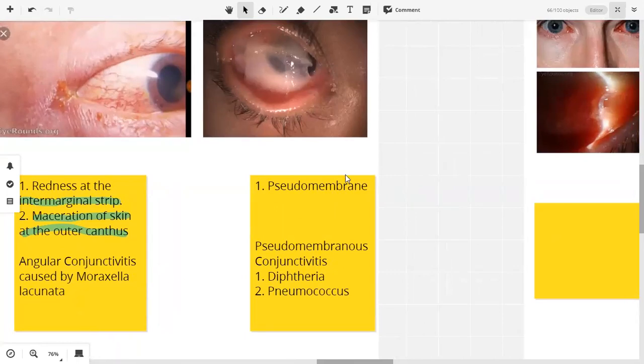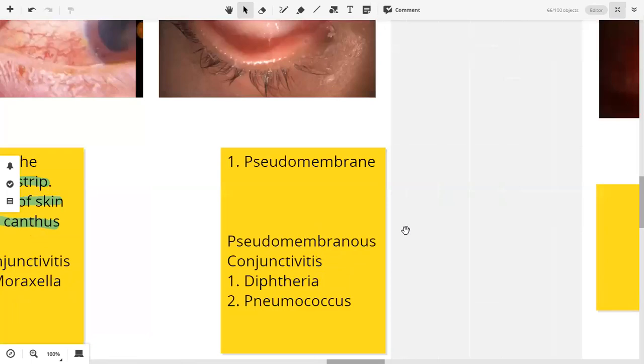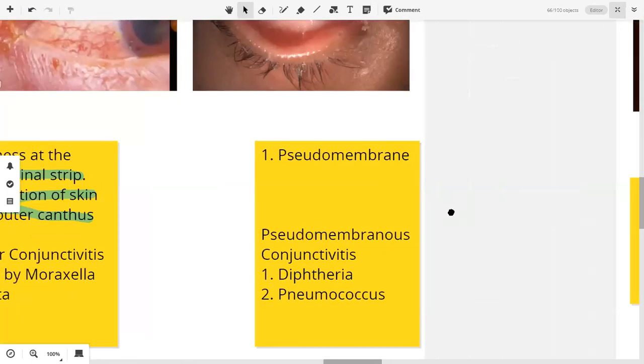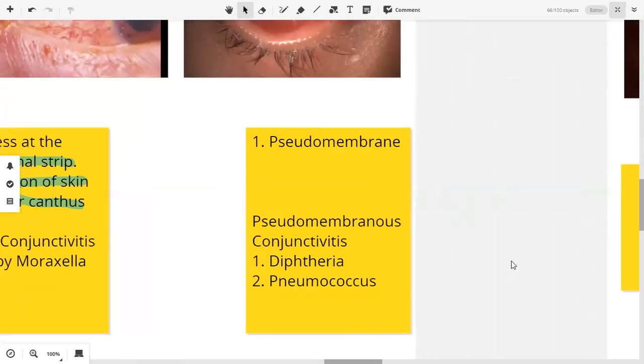Obviously, when you are investigating this patient, you will perform conjunctival scrapings. This membrane will be looked at under the microscope with different stains, and you will also perform cultures. That will give you the diagnosis. But based on the clinical symptoms, diphtheria and pneumococcus, I'm going to give you a hint over here. One of these has a vaccine. Which one of these has a vaccine?